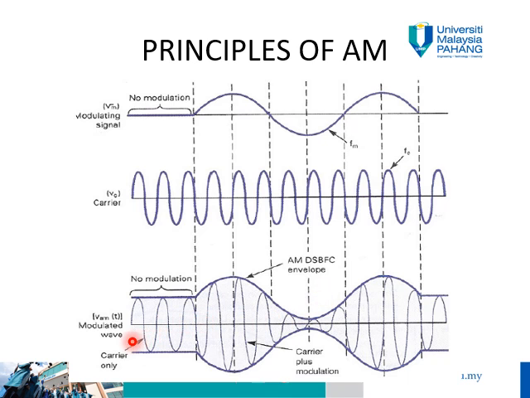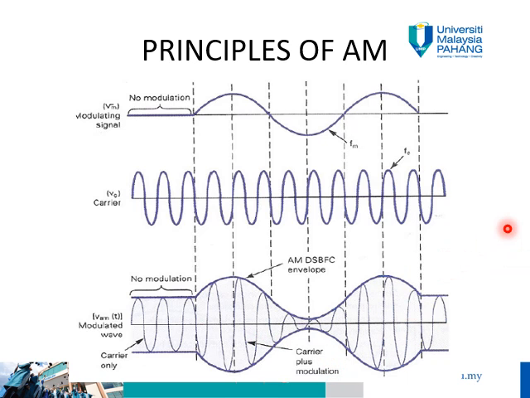The amplitude of the signal varies according to the amplitude of the modulating signal, but the frequency of the signal is constant, following the value of the frequency of the carrier.